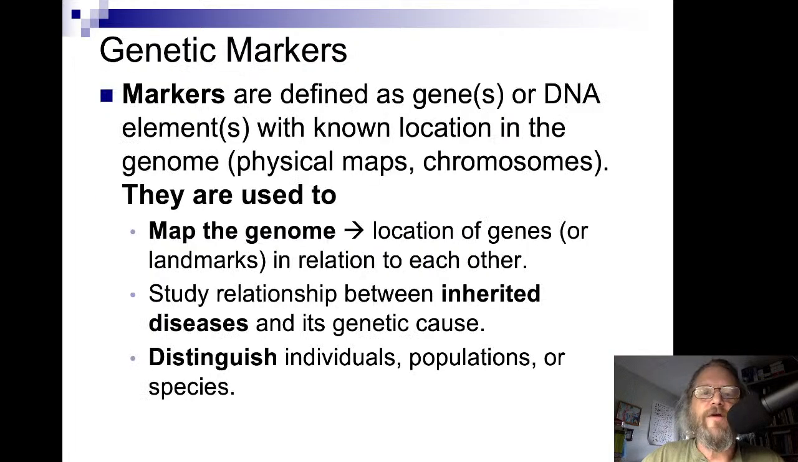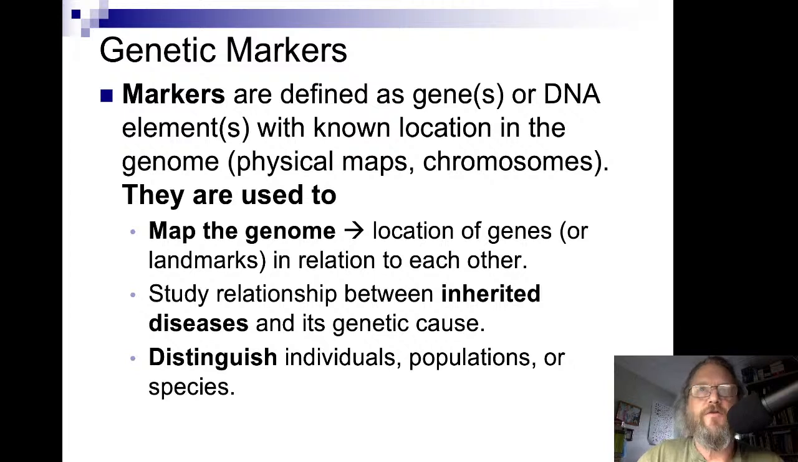Genetic markers are defined as genes or DNA elements with known location in the genome. So that allows you to take a genetic sequence and to locate it to chromosomes, and so generate a physical map. Markers are used, of course, to map the genome, the location of genes, and locating them in relation to each other.